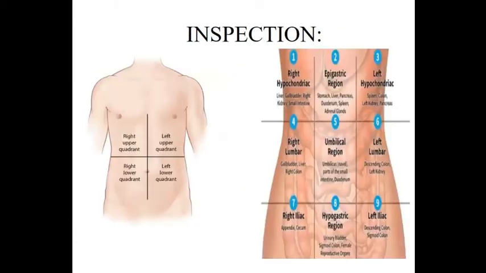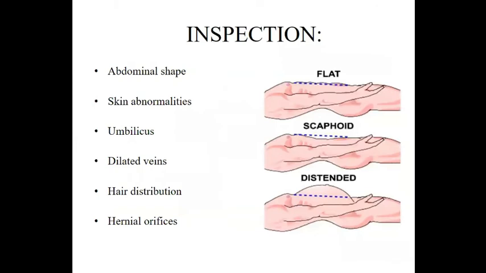On inspection, the abdomen is divided into 9 regions, which include the right hypochondrium, left hypochondrium, epigastric region, umbilical region, hypogastric region, right lumbar, right iliac, and the left iliac. It is divided on the basis of the organ involved, the pathology. In the inspection, we look for the abdominal shape, skin abnormalities, umbilicus, dilated veins, hair distribution, and the hernial orifices.